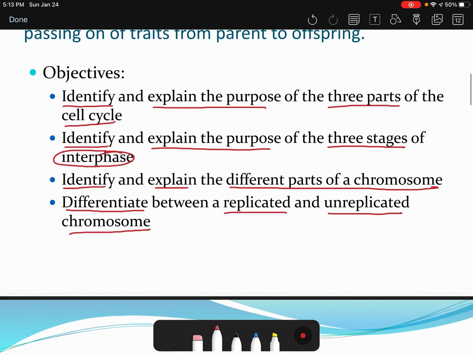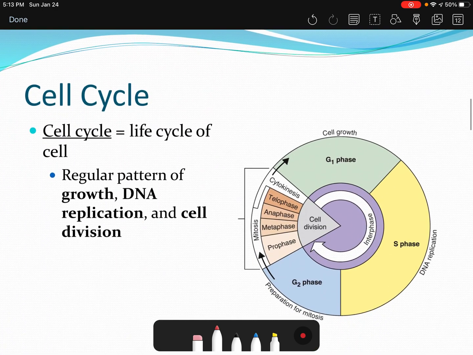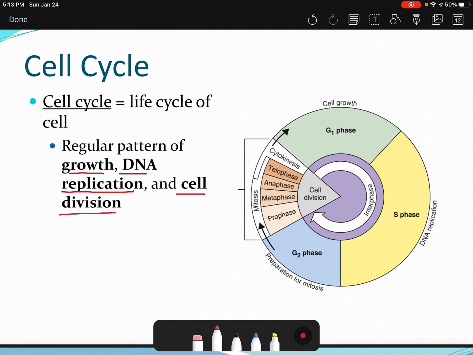All right, so we're going to start with the cell cycle first. And here's just kind of a picture of it off to the right here. But when we talk about the cell cycle, we're talking about the life cycle of the cell, from the time the cell divides and it forms a new one, all the way till it divides and forms a new one after that, okay? And it's the regular pattern of growth, DNA replication, and cell division. All of that is included in the cell cycle. And all of these different phases are included in the cell cycle, which we will get to here in just a minute.